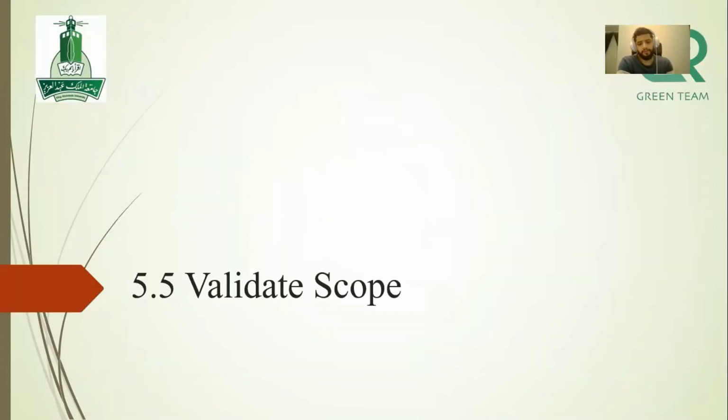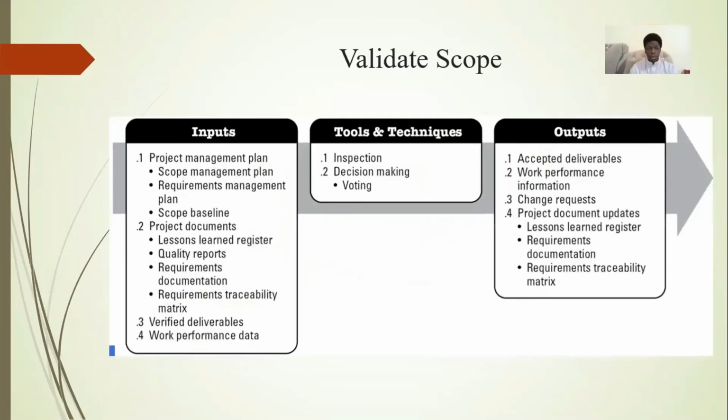And now with my friend Omran. Hello again. In validate scope, here we are going to check the progress of the project, and that we are on the same path and achieving the scope of the project. The inputs are the master plan as usual and the project documents, and the outputs will be the accepted deliverables of the project, work performance information, some change requests, and updates to the project documents. To validate the scope, we are going to do some inspections and decision making, such as voting. Next.